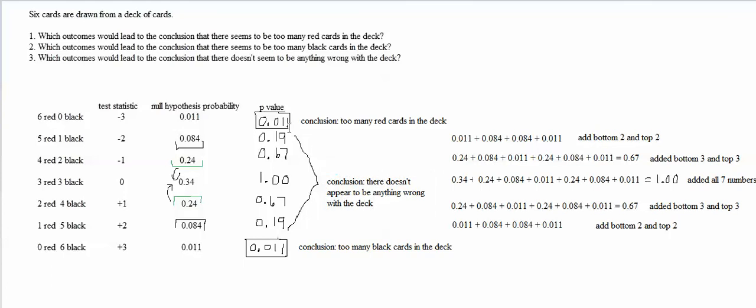So what was the reason why we made this conclusion up here? Well, it was because P was under 0.05. What about here? We made this conclusion because P was under 0.05. And here, each of these would all lead to the same conclusion right here because all of these are above 0.05.